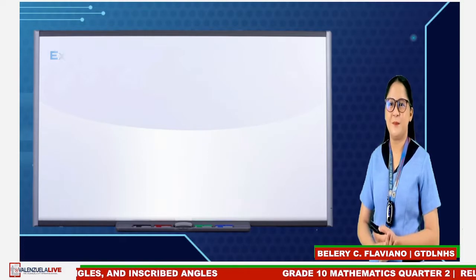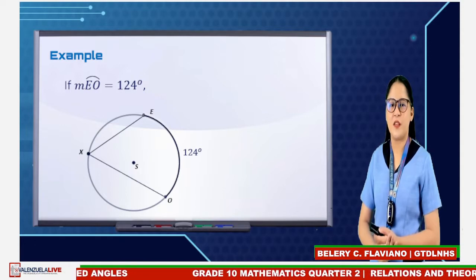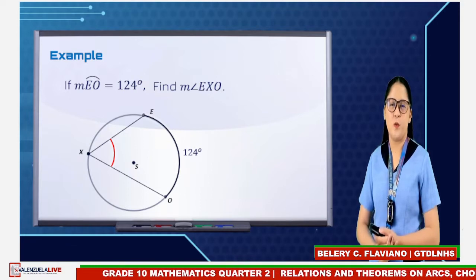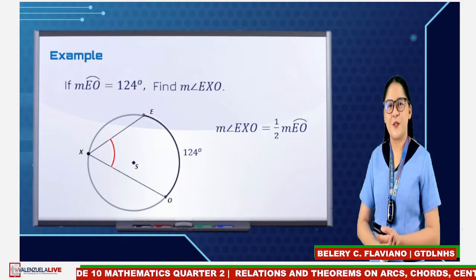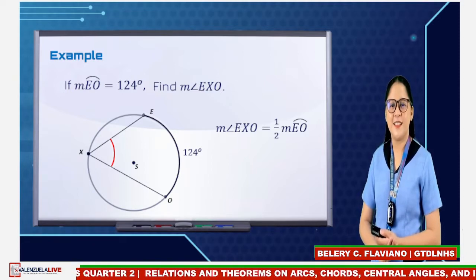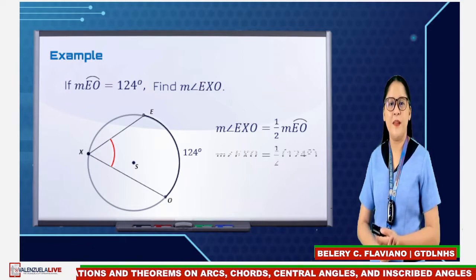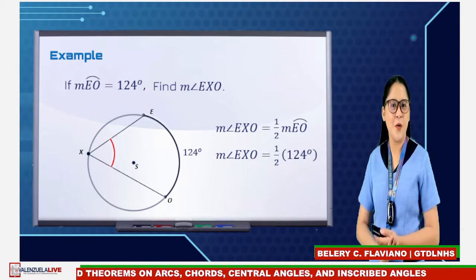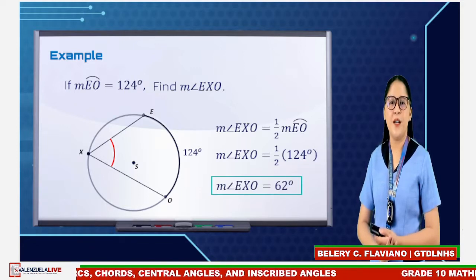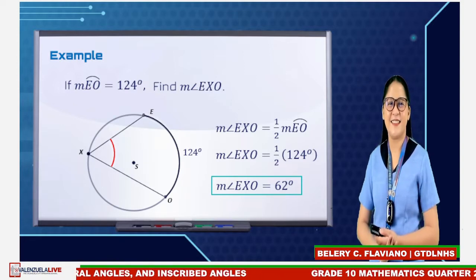Here's another example. If the measure of arc EO is equal to 124 degrees, find the measure of angle EXO. Now, based on the theorem, the measure of the inscribed angle is equal to half the measure of its intercepted arc. So substituting the value of our arc EO, we will have the measure of angle EXO is equal to half of 124 degrees. Therefore, the measure of angle EXO is equal to 62 degrees.